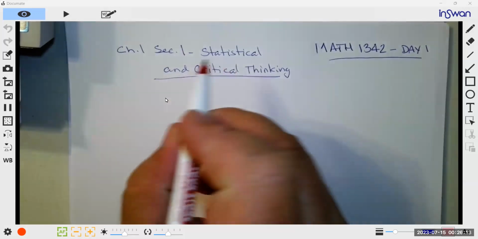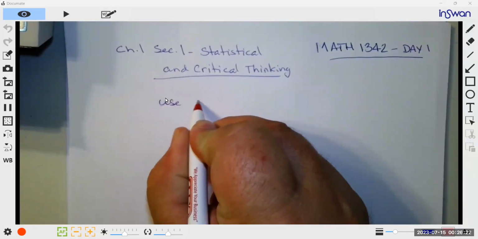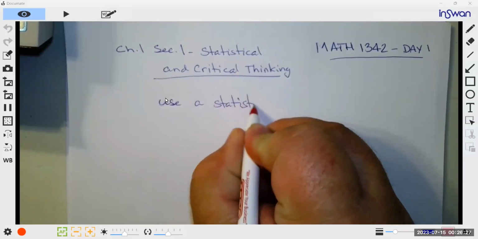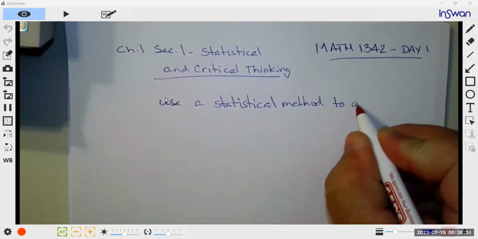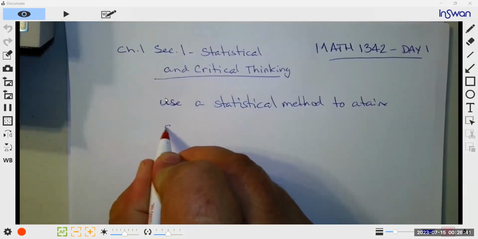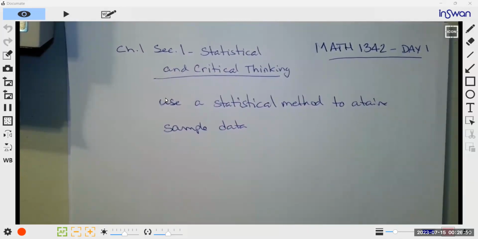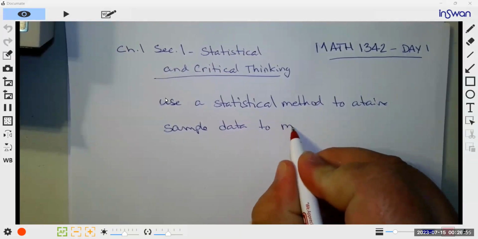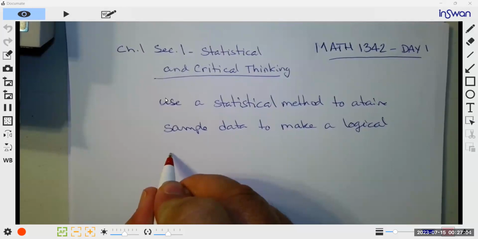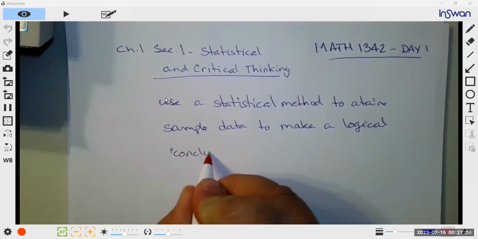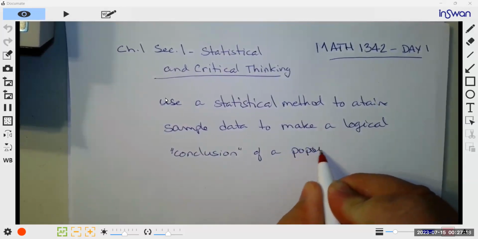All right, so the objective of a study, of any type of study, is to use a statistical method to attain sample data, or if you want to, data of whatever sample you're looking at, to make a logical, and I'm going to put that in quotes, conclusion of a population.